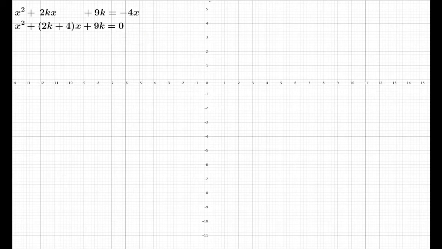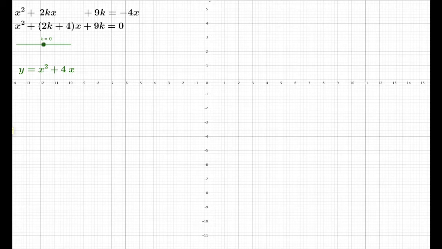So we're going to have a look at what that looks like as a graph by looking at y equals x squared plus 2k plus 4x plus 9k. And because it has the change in k, we're going to put a slider in. And if we put the slider at 0, for example, then this is going to be x squared plus 4x equals 0. So we can put that on the screen as well. And then as we change the slider, the equation will change.